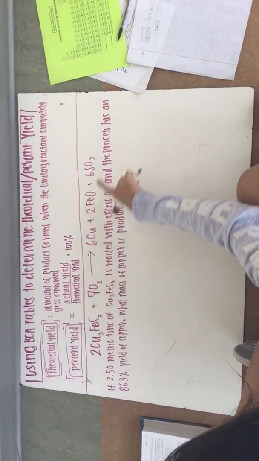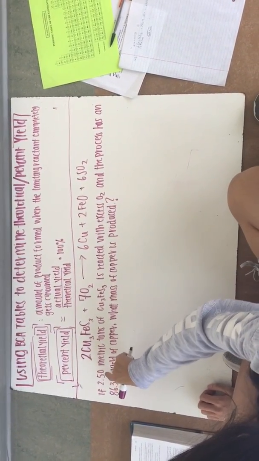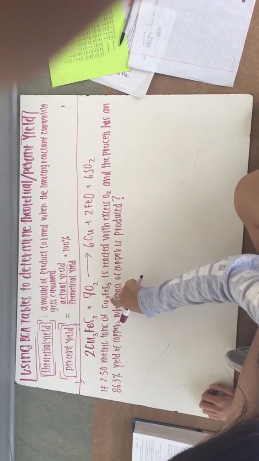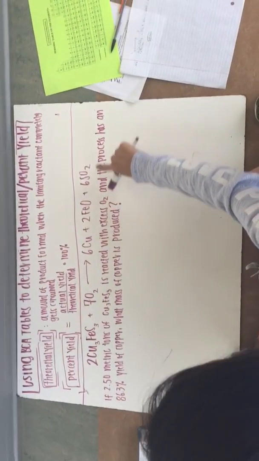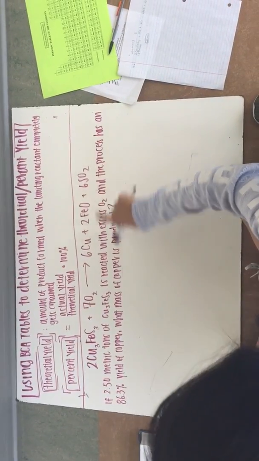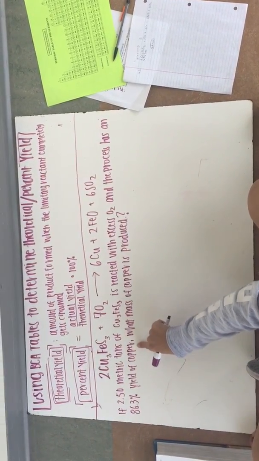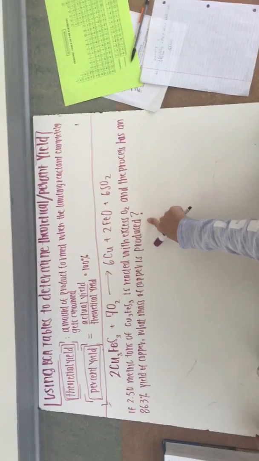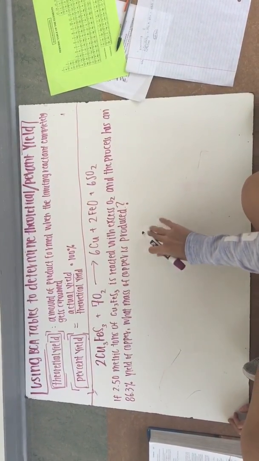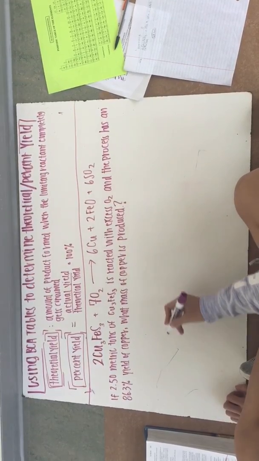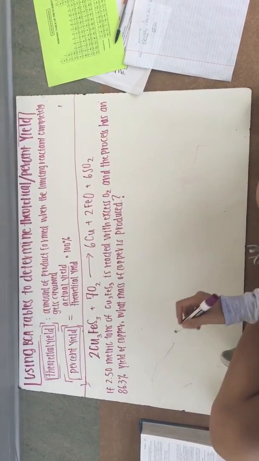So here you're given this equation and it says if 2.5 metric tons of Cu3FeS3 is reacted with excess oxygen gas and the process has an 86.3% yield of copper, what mass of copper is produced? So first you want to find out the theoretical mass of copper that can be produced, and you can do that by using dimensional analysis.